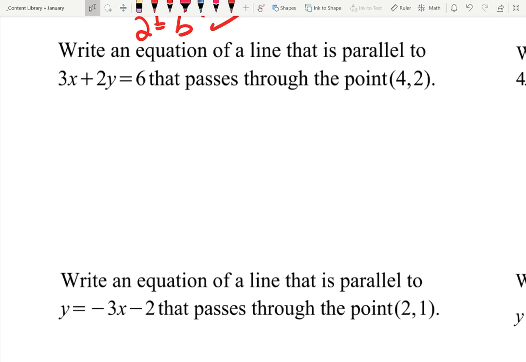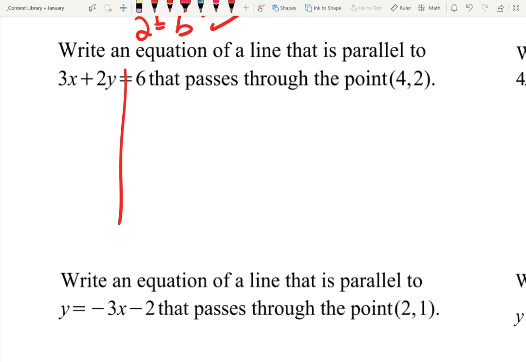This one takes a little bit more work because I don't know what the slope is of this equation. It's not written in the right format. I can't tell just by looking at it what the slope is. So what we're going to have to do is start by rearranging this equation to get the y by itself, putting the equation in slope-intercept form. At that point, we'll be able to see the slope and go from there.